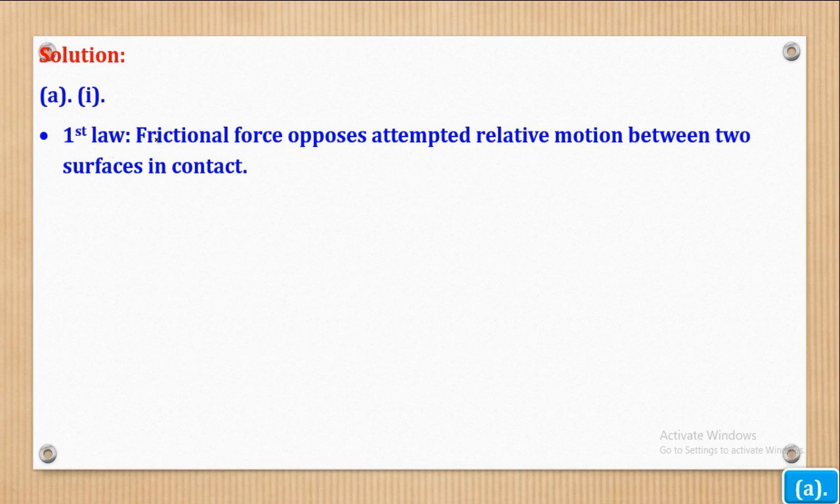So you come and say that friction force, that is the first law, opposes attempted relative motion. Now this word attempted is there because they only said static friction. So always remember that this word attempted has to be there. So friction force opposes attempted relative motion between two surfaces in contact. Now we use the word attempted because the bodies are not yet in motion. They are just at the point of moving.